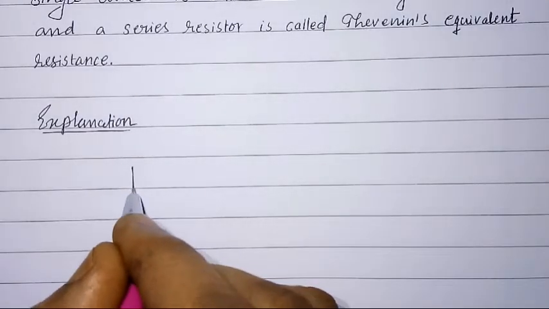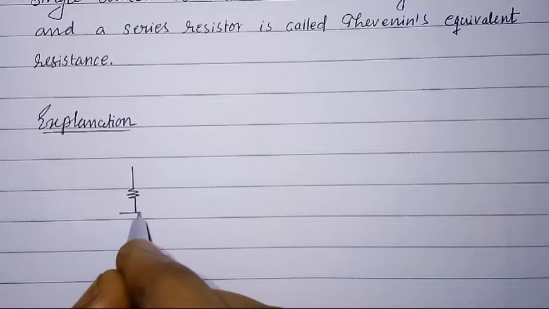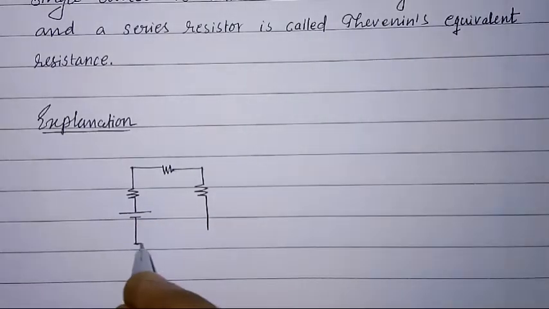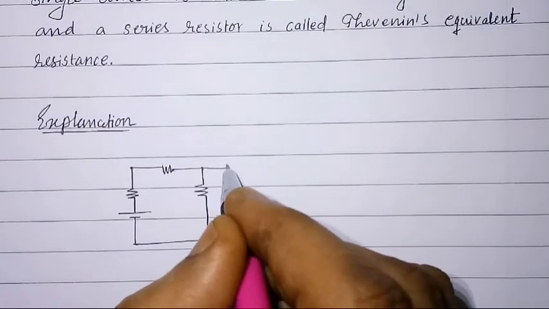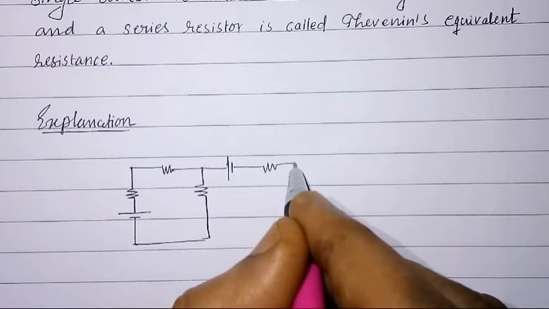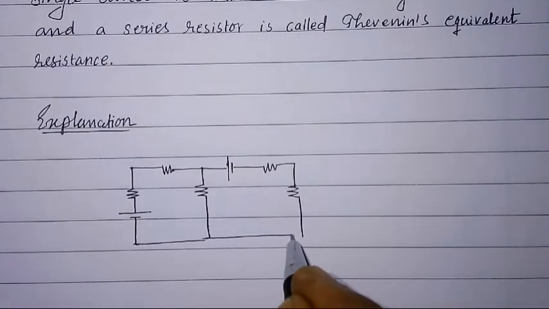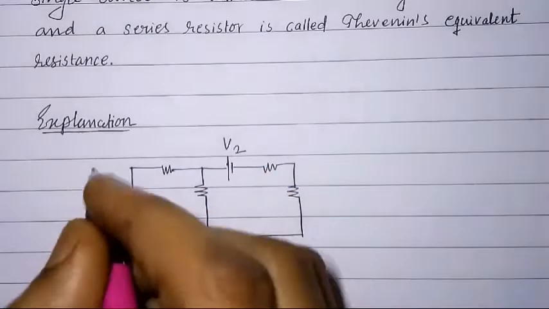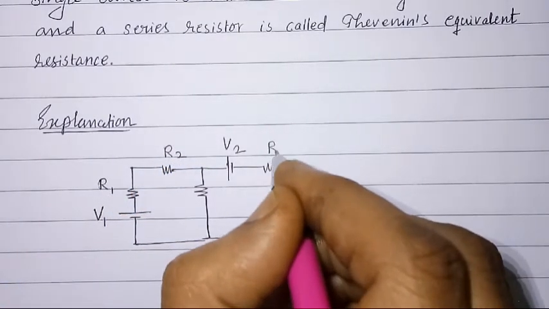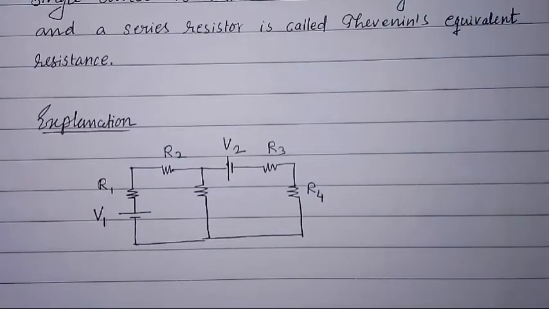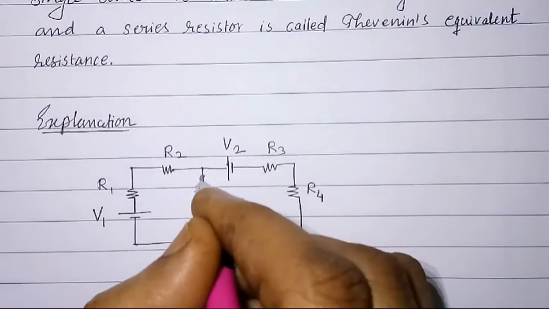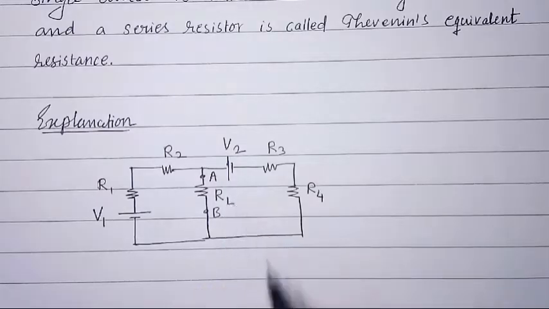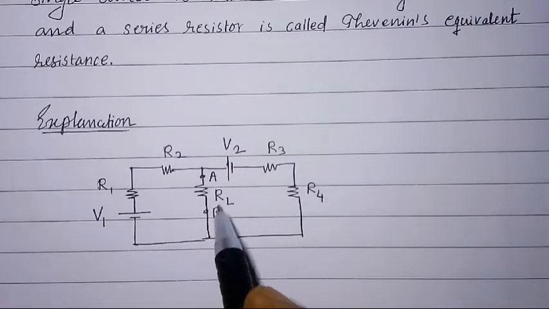Let us consider one electric circuit, in which V1 and V2 are two voltage sources, R1, R2, R3 and R4 are four resistors, whereas between terminals A and B here, load resistance RL is connected, in which we have to find current.